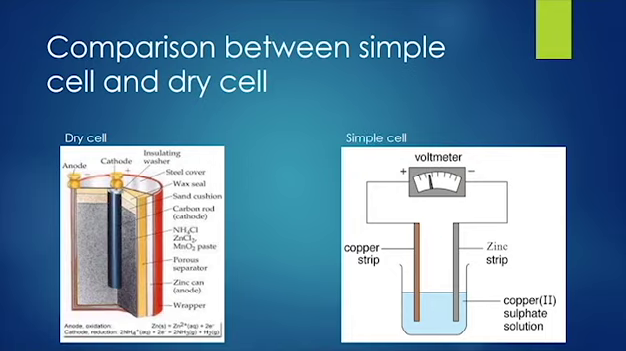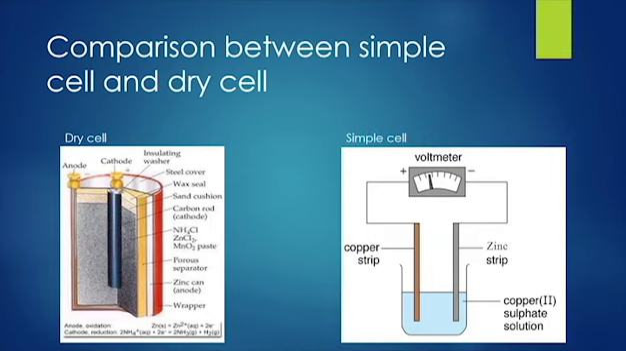As we compare these simple cells and dry cells, simple cells are a little difficult to handle because they have a liquid electrolytic solution. But in dry cells, current carrying substances are compact in a dry paste form packed inside the metallic covers. Therefore, they are really easily handled and portable.